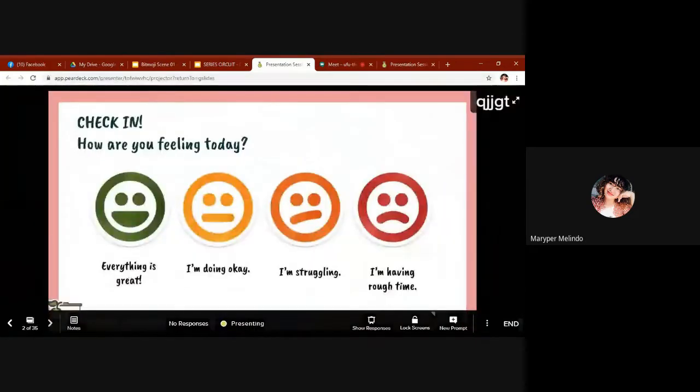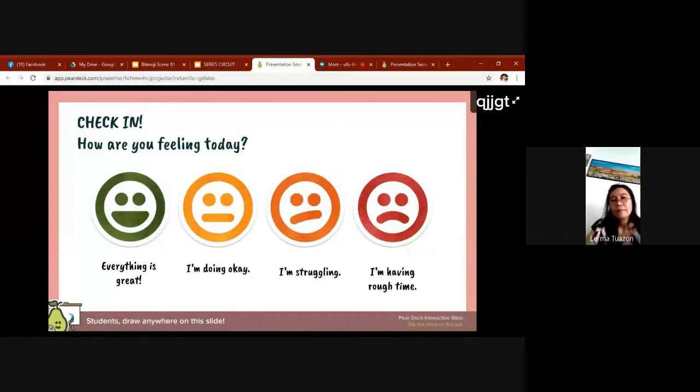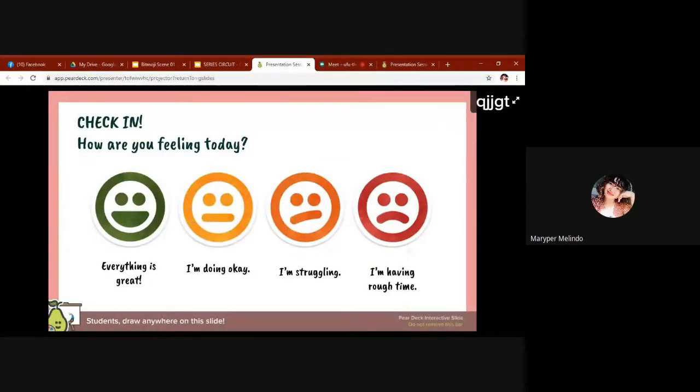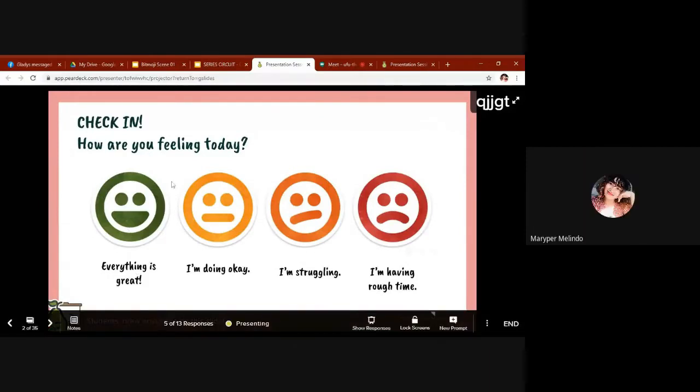And to start, let's check in. How are you feeling today? For my students, I encourage you to draw anywhere. All you have to do is to drag or draw somewhere in this emoji.